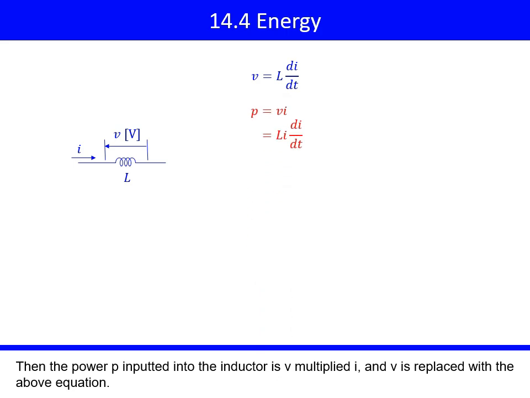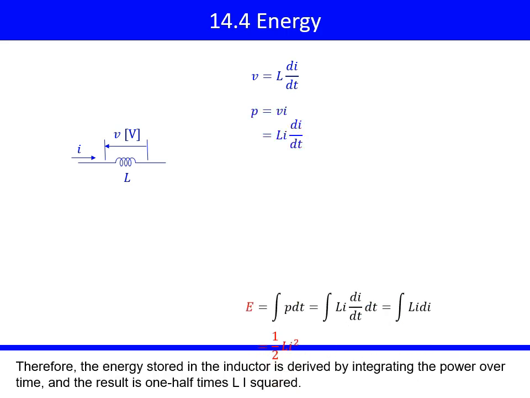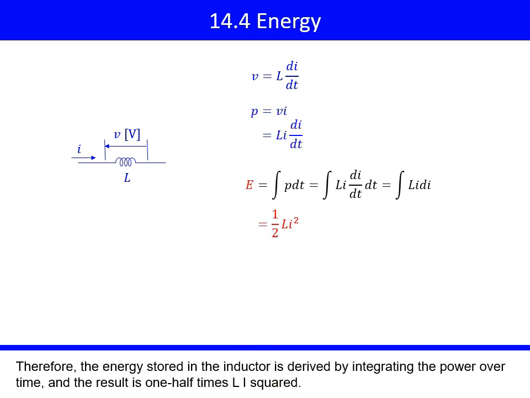Then the power P inputted into the inductor is V multiplied by I, and V is replaced with the above equation. Therefore, the energy stored in the inductor is derived by integrating the power over time, and the result is 1/2 times L i squared.